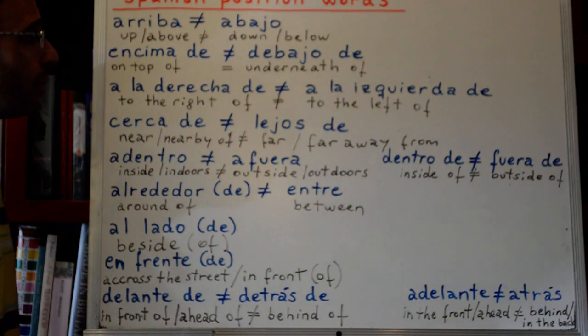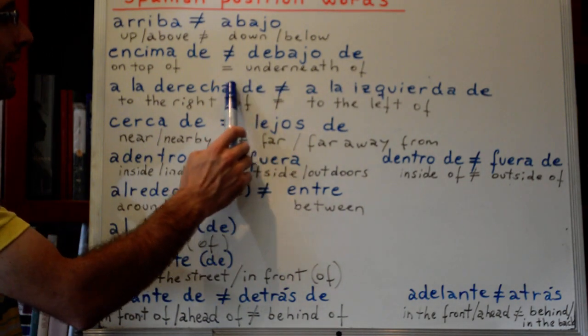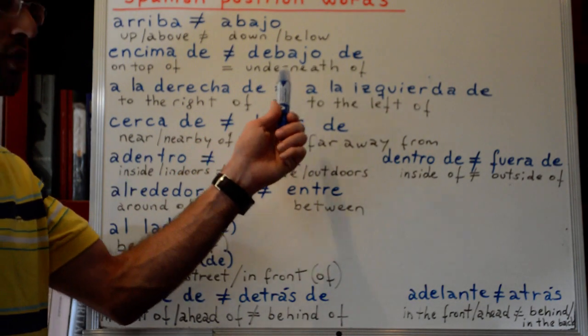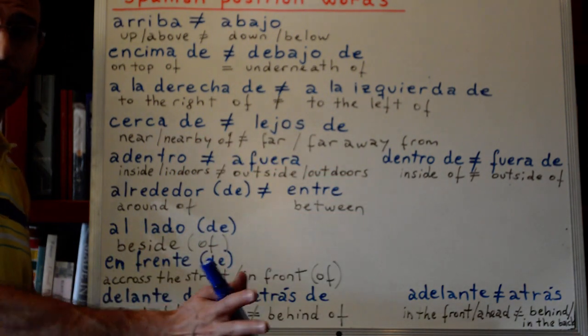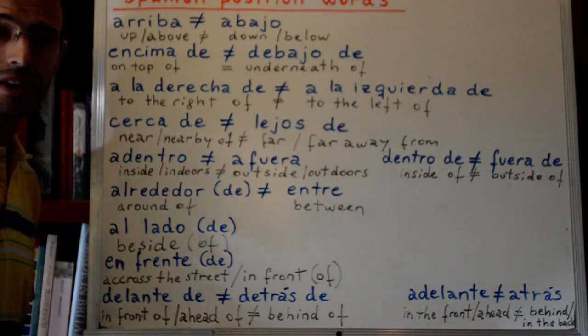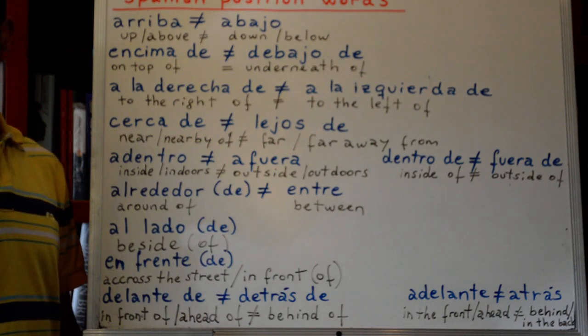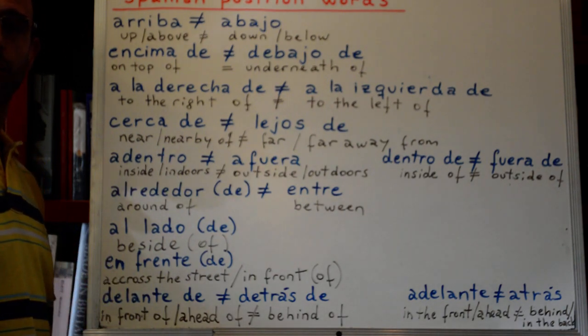We do not actually need to say de and add a word afterwards. We don't need to add an object. We can just say this is to the left. Esto está a la izquierda, or this is to the left of the sofa, right? Esto está a la izquierda del sofá.